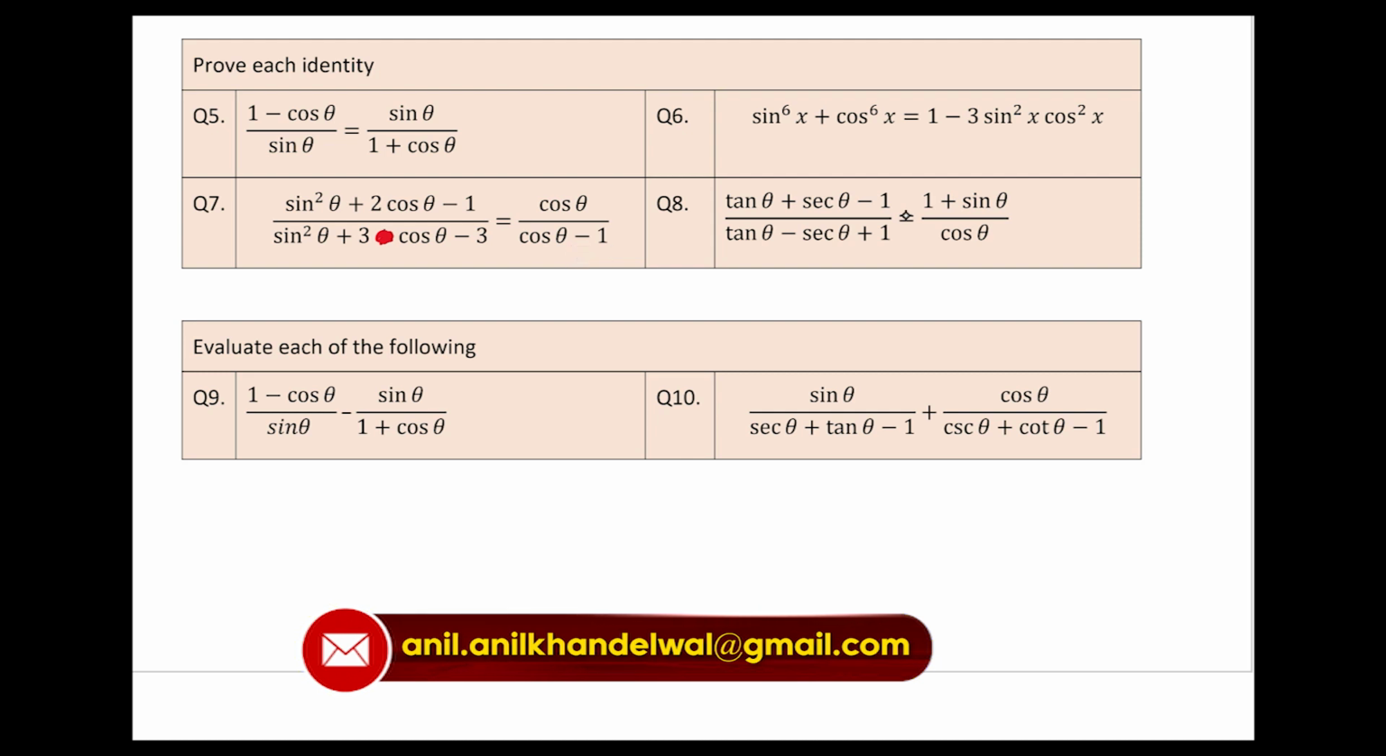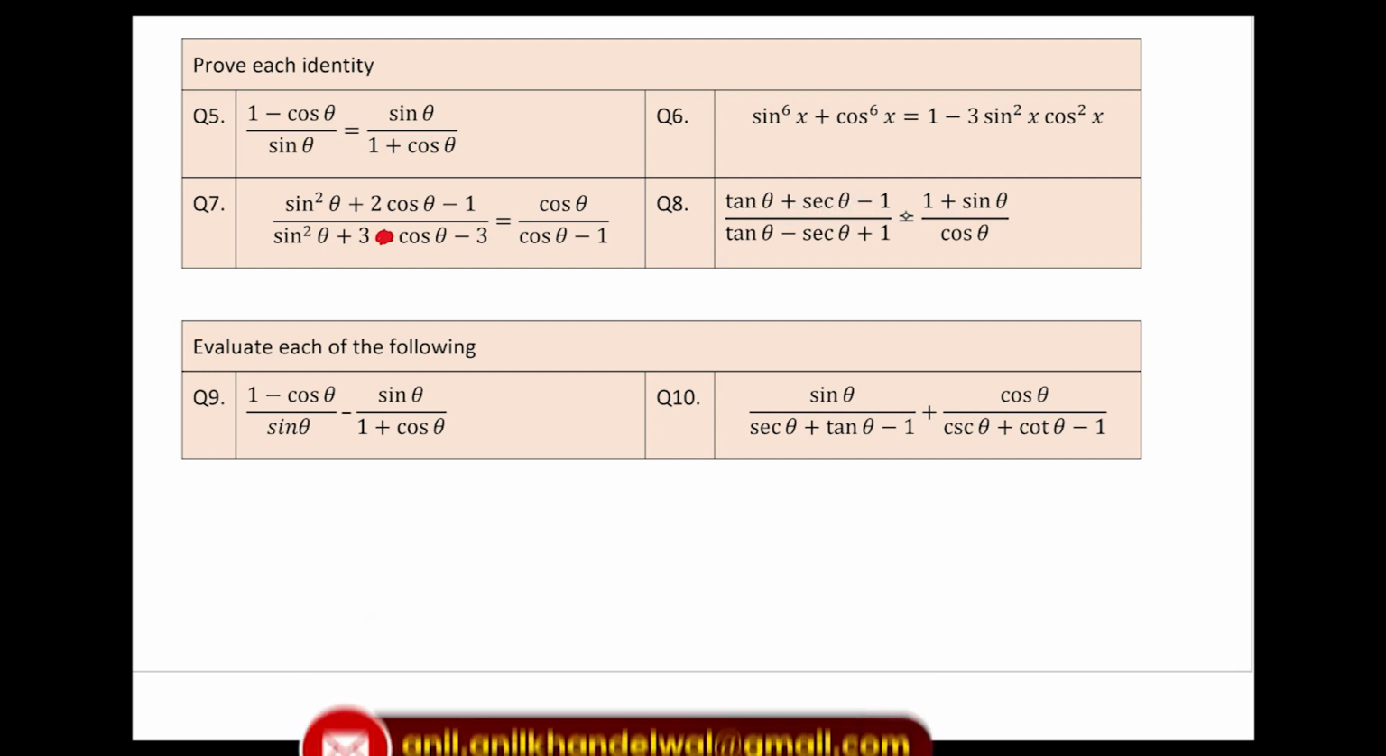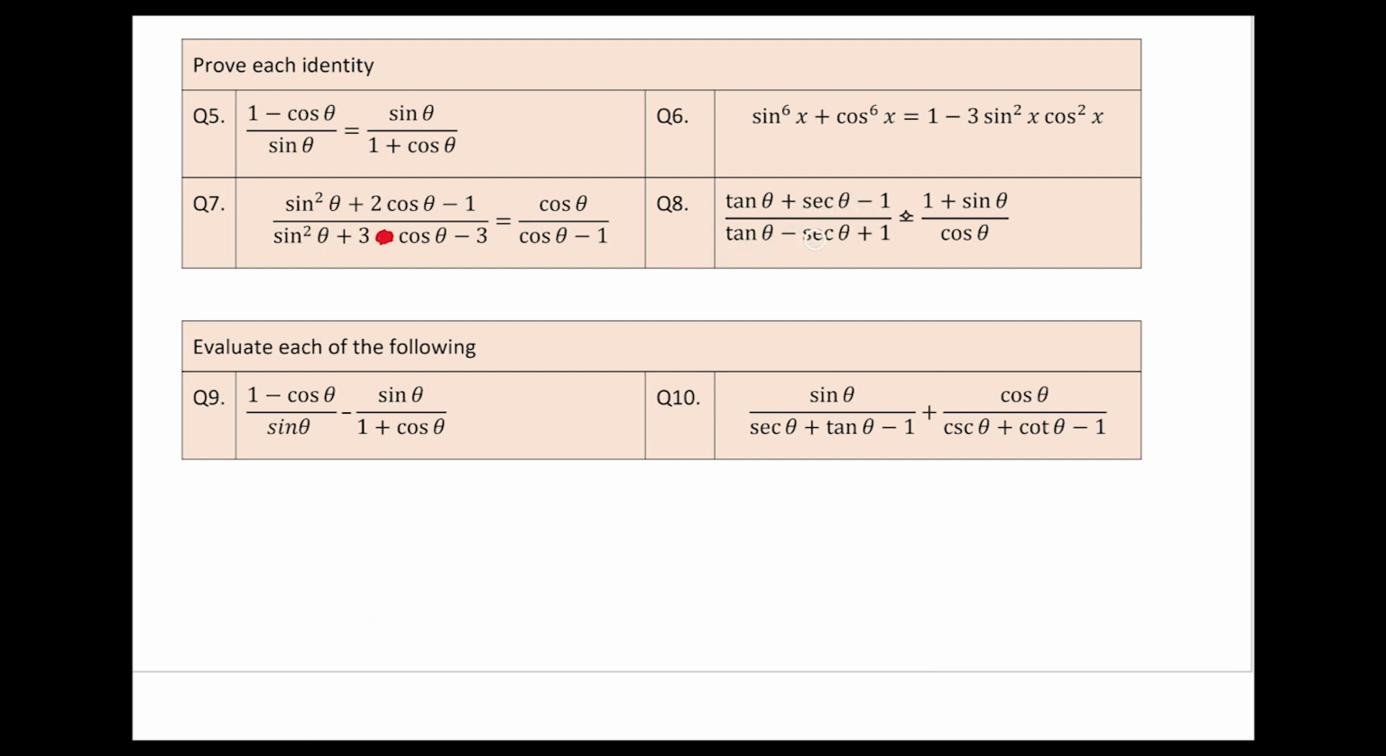Question number 8. Sin theta tan theta plus secant theta minus 1 divided by tan theta minus secant theta plus 1 equals 1 plus sin theta over cos theta. Now these 4 identities will give you good practice on proving trigonometric identities. Here is question number 9. You need to evaluate each of the following terms.